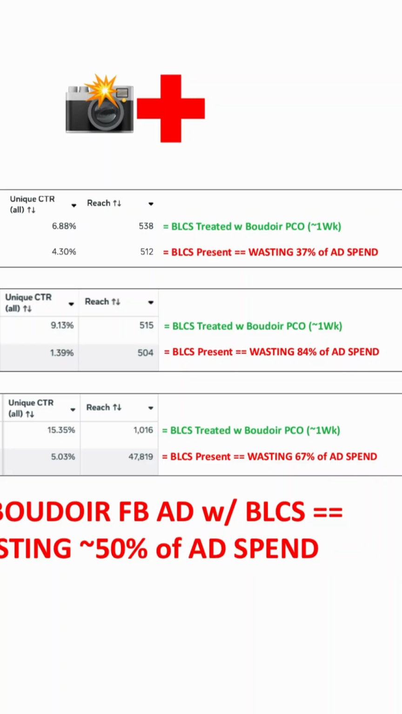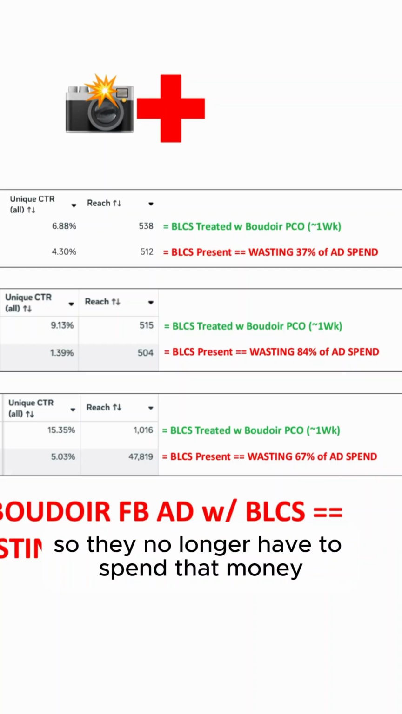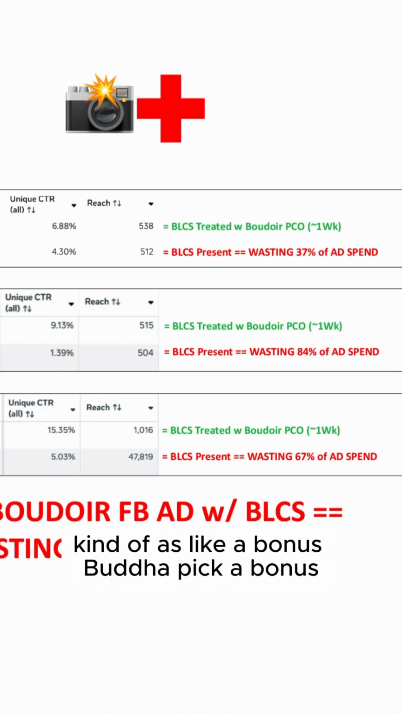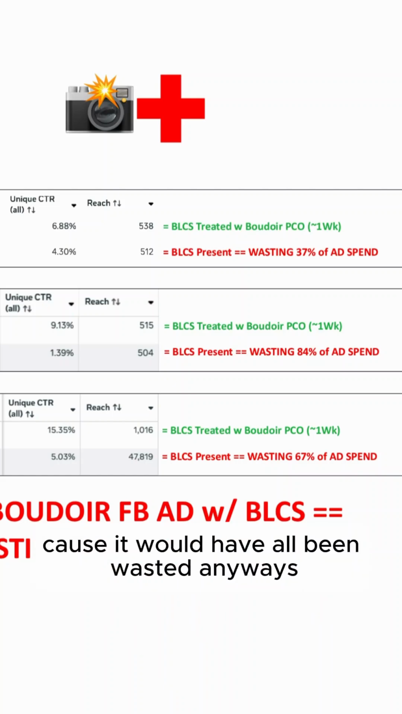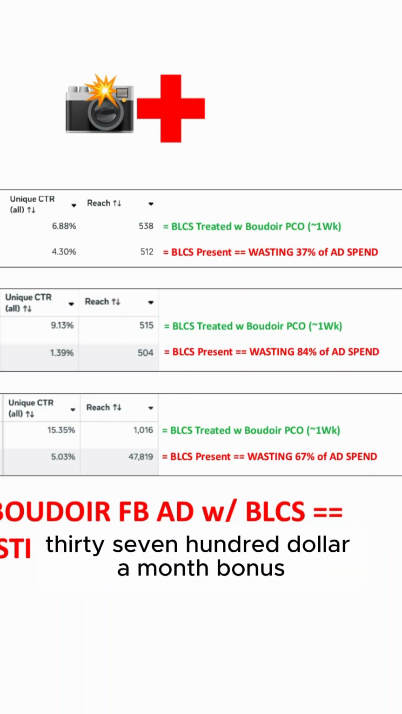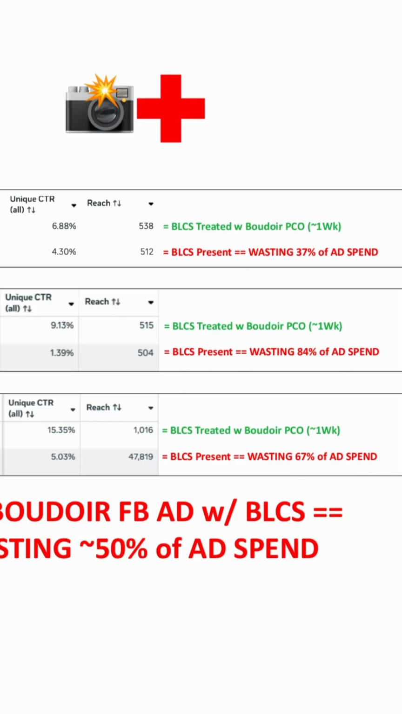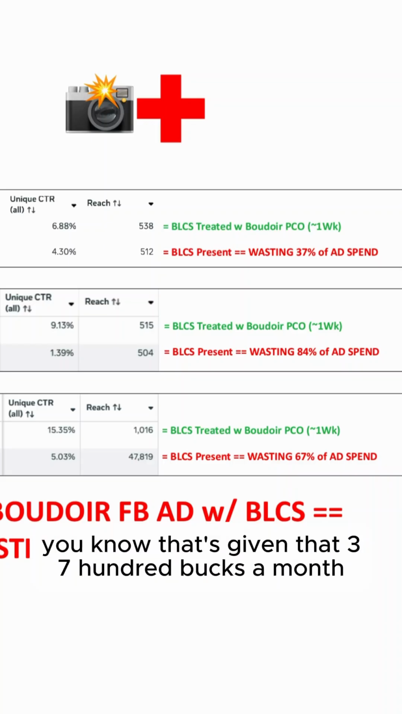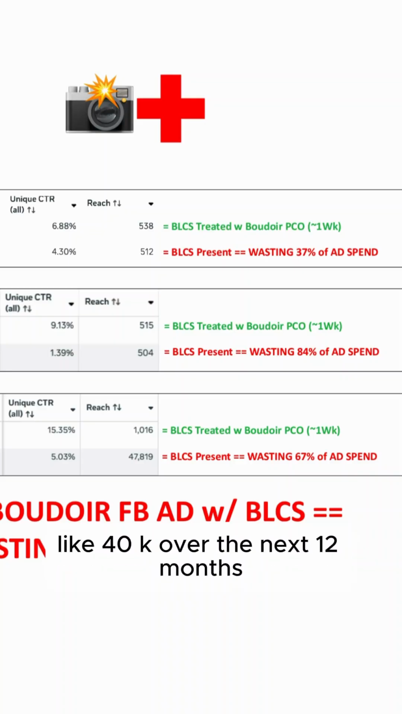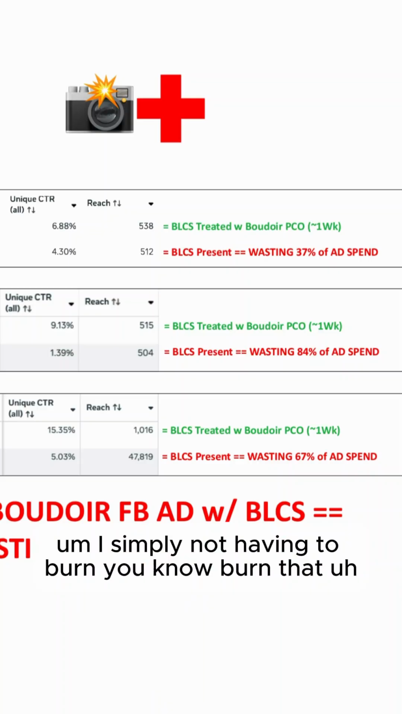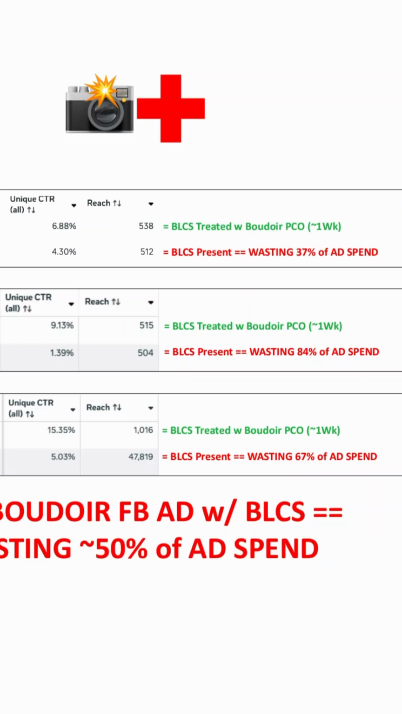And so they no longer have to spend that money, and they actually can pocket it kind of as like a bonus, Boudoir Pico bonus. They just don't spend it because it would have all been wasted anyways. And kind of a bonus, $3,700 a month bonus. That's giving them $3,700 a month, which is actually like $40K over the next 12 months, by simply not having to burn that cost.